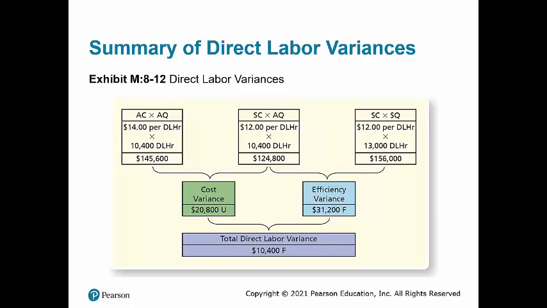The $10,400 favorable direct labor variance suggests that total labor costs were significantly less than expectations. To manage Cheerful Colors' labor costs, we need to gain some more insight. So the workers made 52,000 batches of crayons in 10,400 hours instead of the budgeted 13,000 hours, for a favorable efficiency variance. Cheerful Colors paid the employees an average of $14 per hour in 2025 instead of the standard rate of $12, for an unfavorable cost variance.